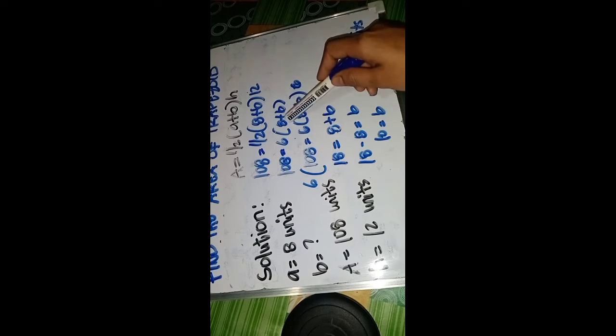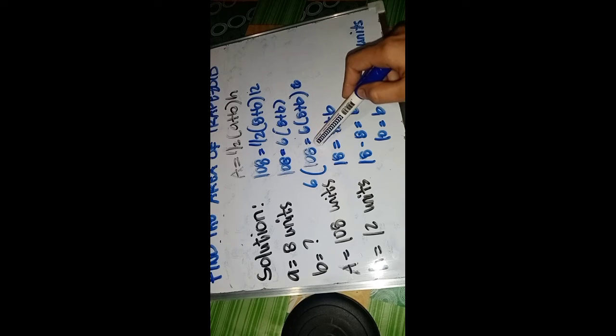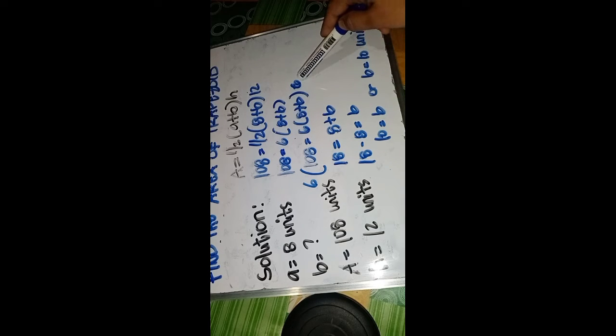So now we're going to divide both sides by 6. 108 divided by 6 is 18. 6 divided by 6 is 1. 1 times (8 plus B) is 8 plus B.